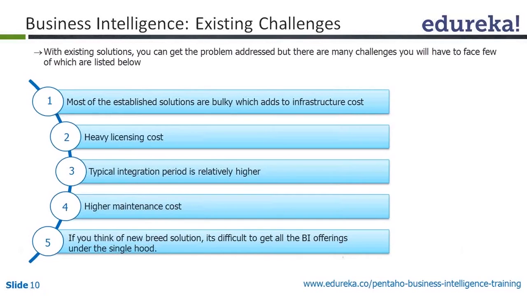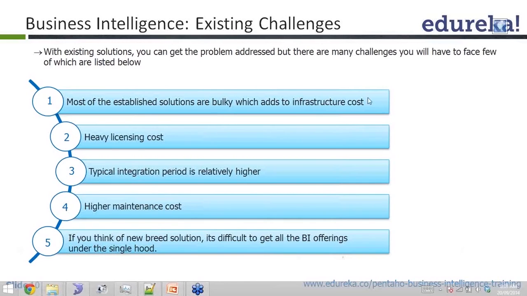First, most established solutions are bulky. So as you mentioned, infrastructure, which adds infrastructure cost. The second is heavy licensing cost. So the commercial aspect is always very important. Whatever you say, that we may not compromise on cost, but we cannot compromise on quality and cost. Still, you will be more than happy to shed your cost and retain the same quality.